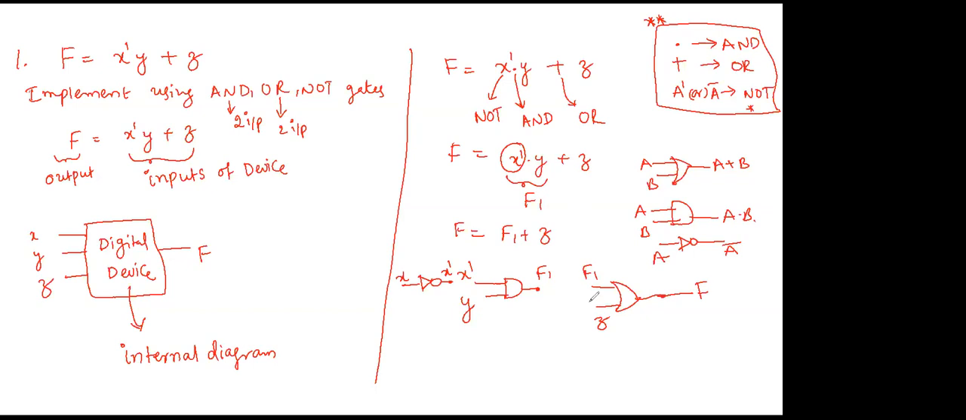Okay, this is your diagram. Now connect the corresponding variables: F1 to F1, and X dash to X dash. Now this is our internal diagram of the digital device. So it has a NOT gate, AND gate, and OR gate. This is X, this is Y, this is Z.